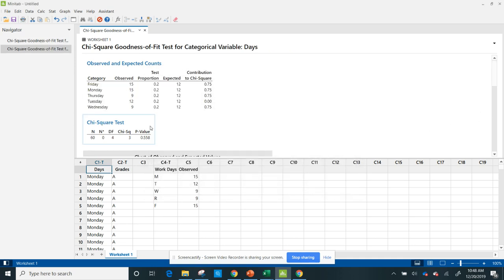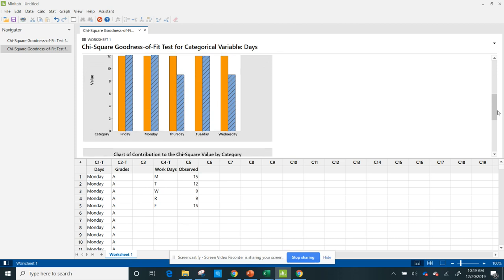And look what it did for me. And now I can tell the difference slightly because remember, when I gave you the raw data, I actually typed out the names. And it gives you that Friday had 15, Monday had 15, Thursday had 9, Tuesday had 12, and Wednesday had 9. Again, my expected values are the same. And then again, it gave me the same. 60 was my sample size. N with a star, remember, means missing data. We don't have any. Degrees of freedom were 4, chi-squared was 3, and p-value was 0.558. And again, it gave me my pretty table.